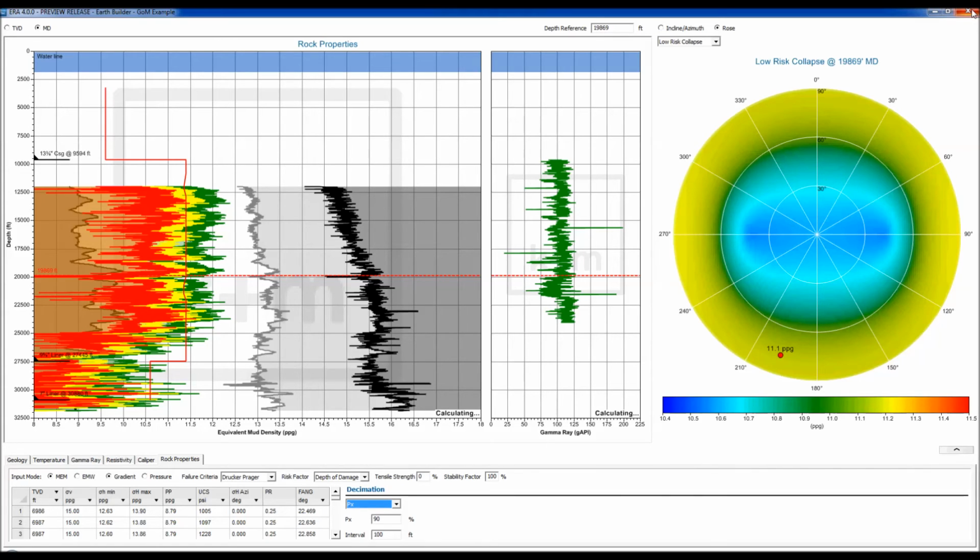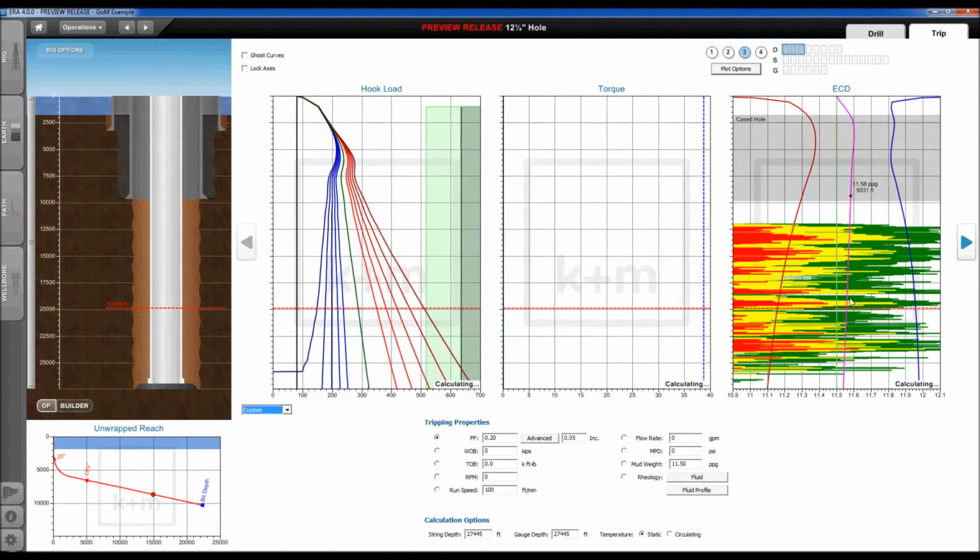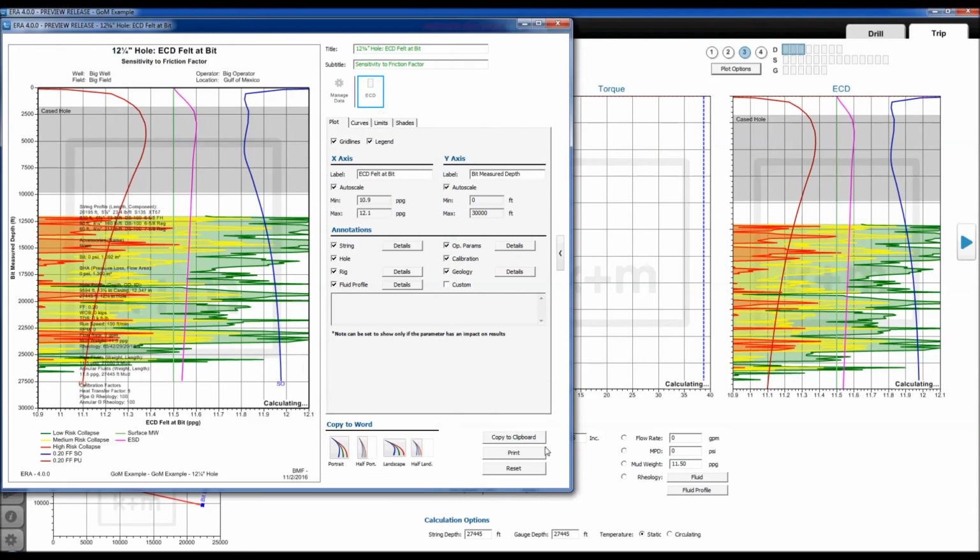Now, one other thing about the mechanical earth model or geomechanics model that's quite useful, if I close this and I go down to my sub-op level. So what I'm simulating here is tripping out of a 12 and a quarter inch hole. I've got my hook load. I'm not rotating right now, so there's no torque. But the ECD plot is what I want to draw your attention to. So I've got surge and swab loads.